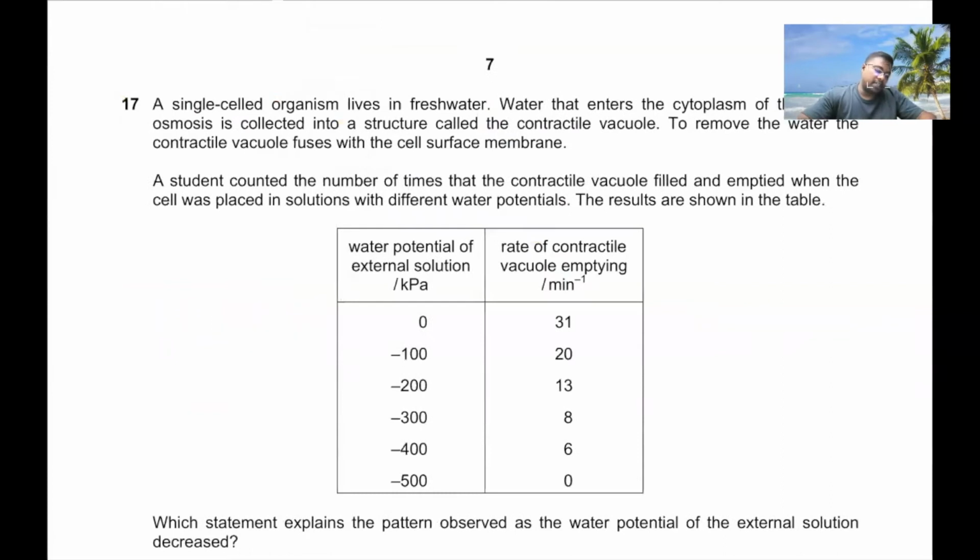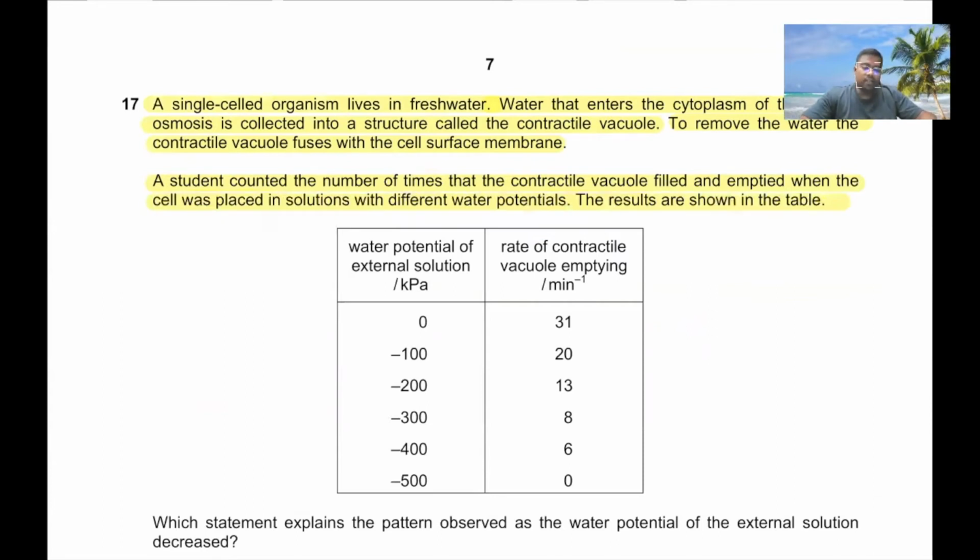Question number 17. A single-celled organism lives in fresh water. Water that enters the cytoplasm of the cell by osmosis is collected into a structure called the contractile vacuole. To remove the water, the contractile vacuole fuses with the cell surface membrane. A student counted the number of times the contractile vacuole filled and emptied when the cell was placed in solutions with different water potential. The results are shown in the table.